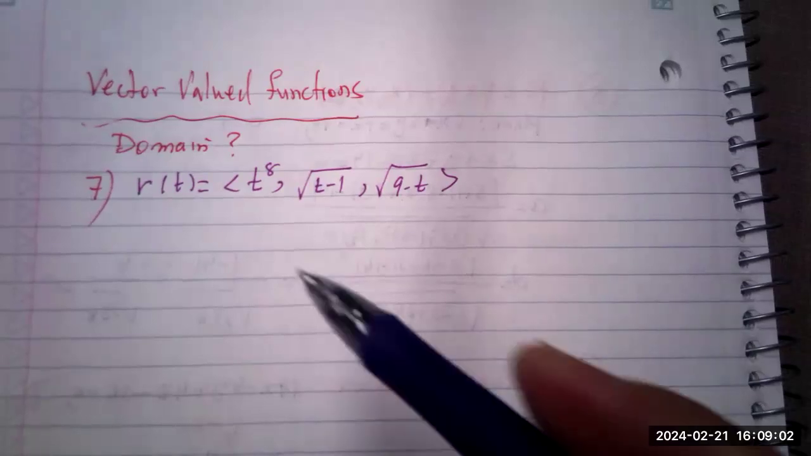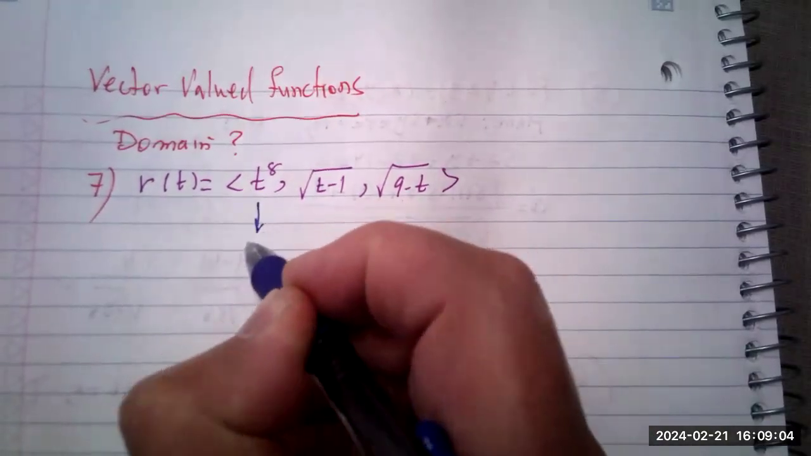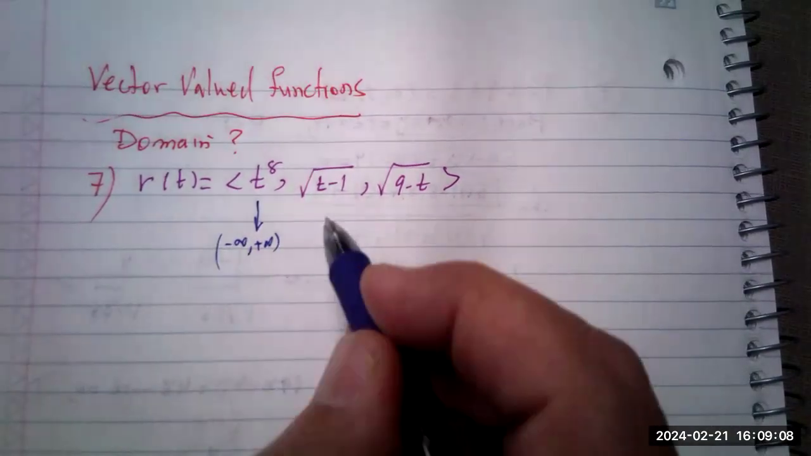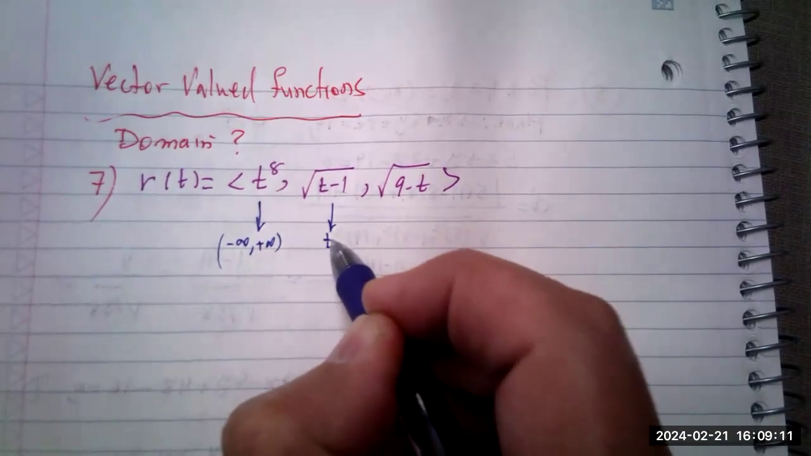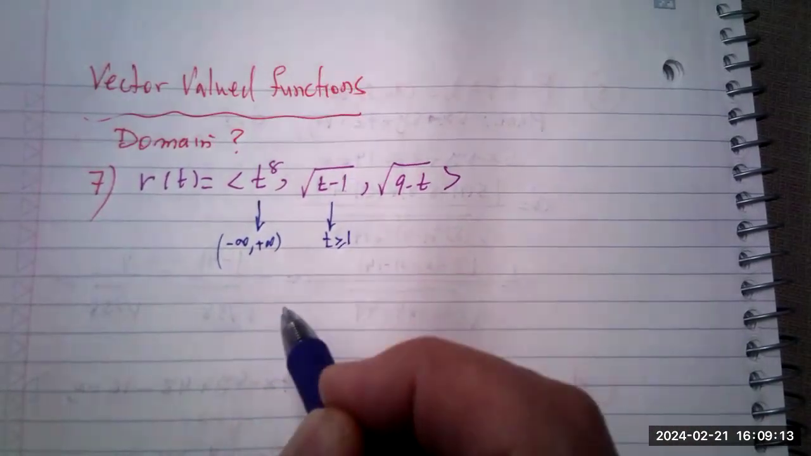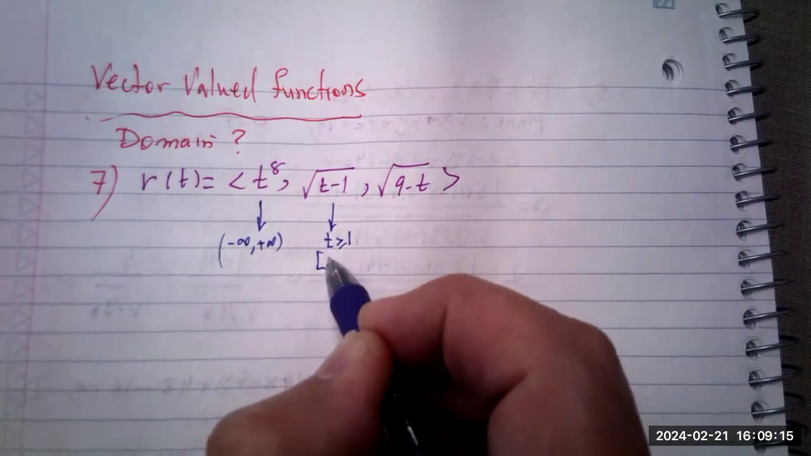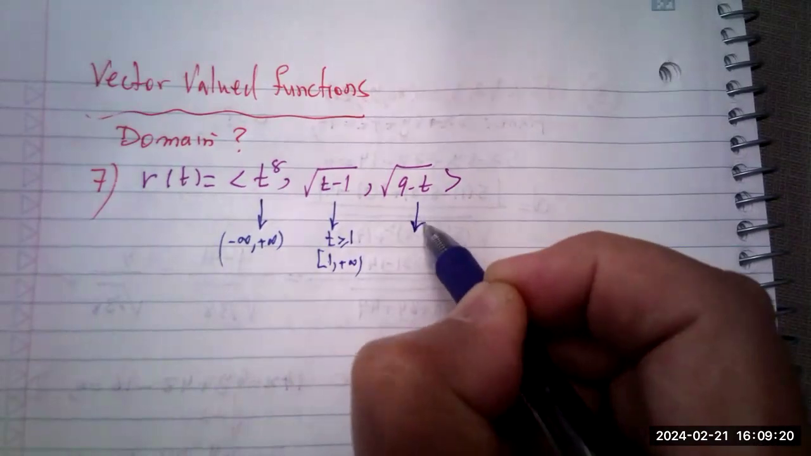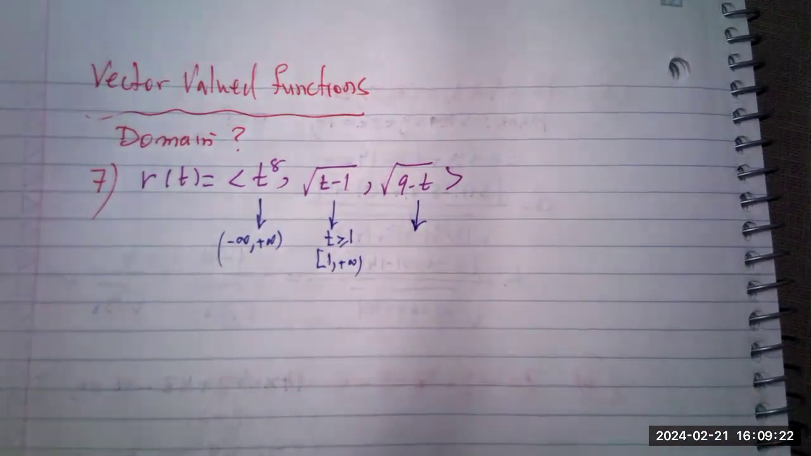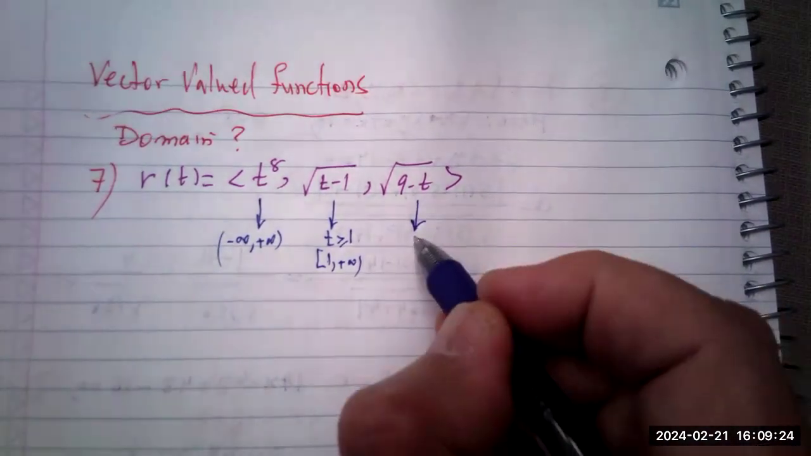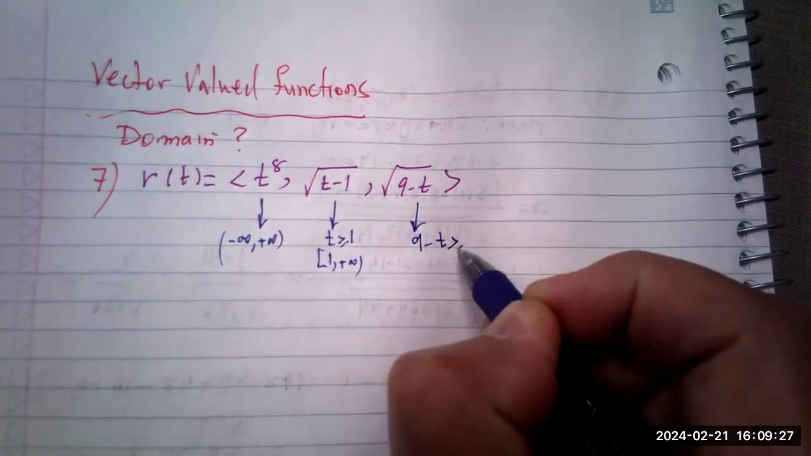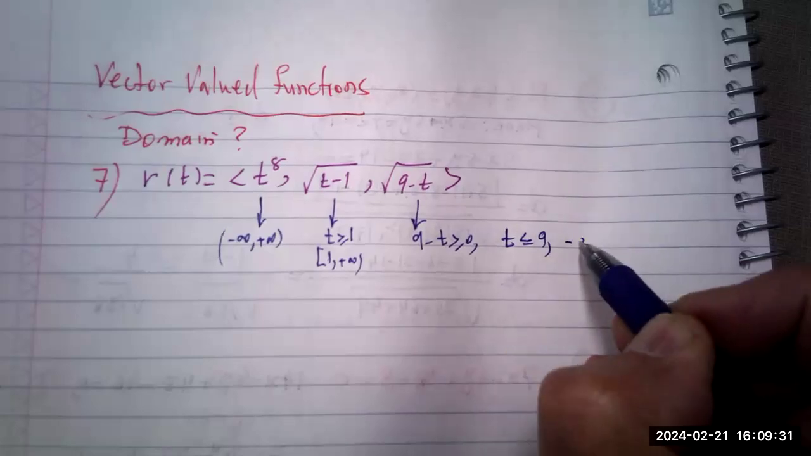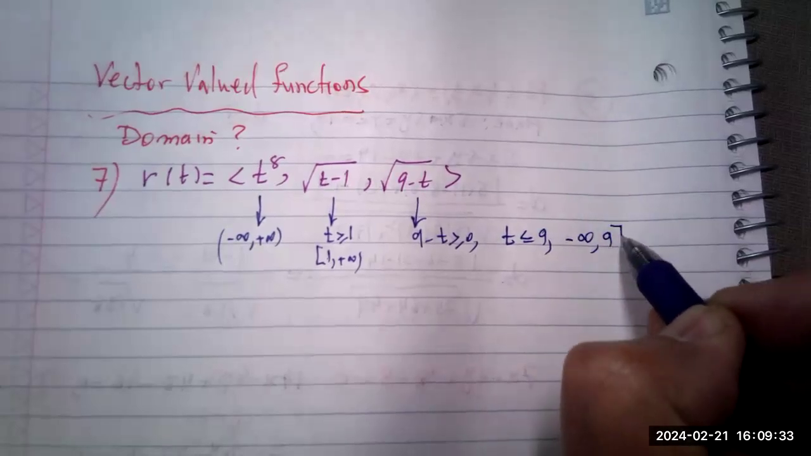So that's it. The first one, nothing to worry about. It's going to be negative infinity, positive infinity. The second one, the restriction is t greater than or equal to 1. So this means 1 to positive infinity. And the last one, okay, 9 minus t must be greater than or equal to 0. Gives you t less than or equal to 9. So it's negative infinity to 9.